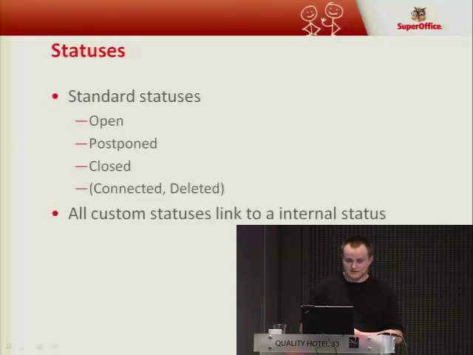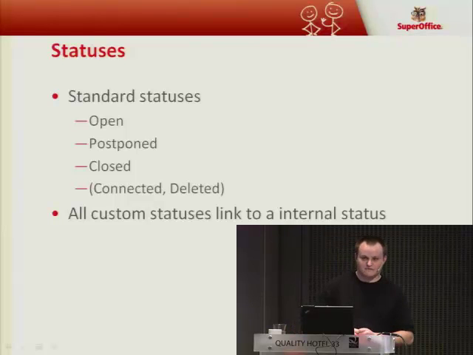Then we have the statuses in the system. Any questions about priorities and alert levels? The system comes with 3 standard statuses, or actually there's 5, just 2 hidden. You have open, an open request, you have postponed, where you set an activation date on the ticket, and when that activation date appears, the ticket will move from the status postponed into open, and you have closed.